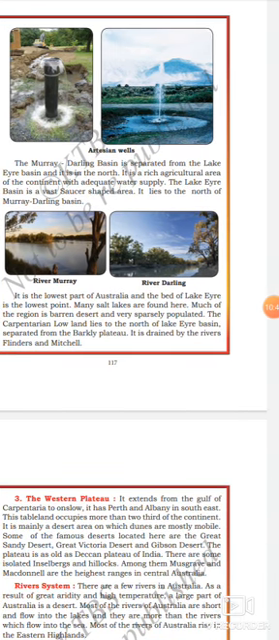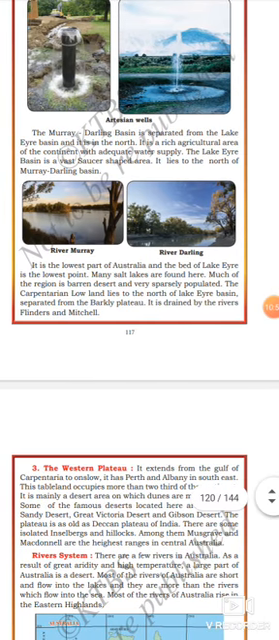The Murray-Darling Basin is separated from the Lake Eyre Basin, and it is in the north. It is a rich agricultural area of the continent with adequate water supply. The Lake Eyre Basin is a vast saucer-shaped area. It lies to the north of the Murray-Darling Basin.